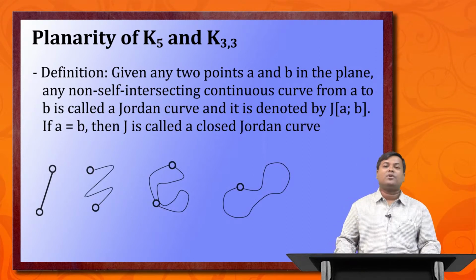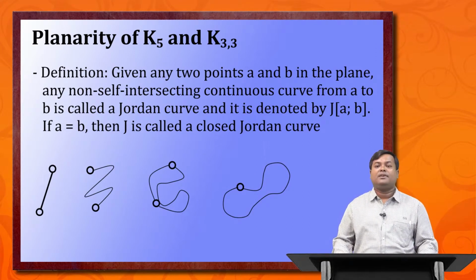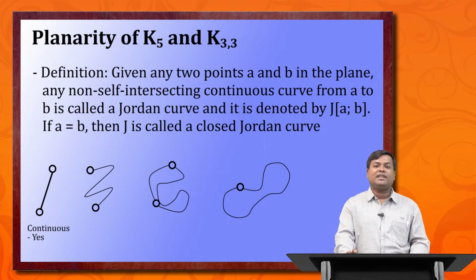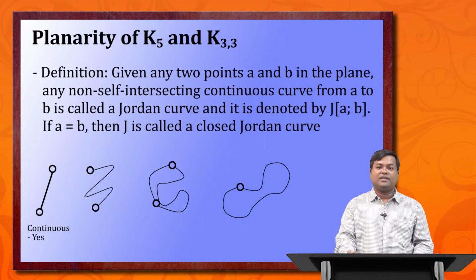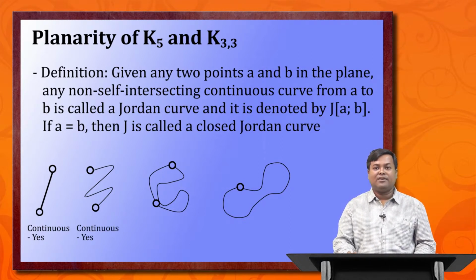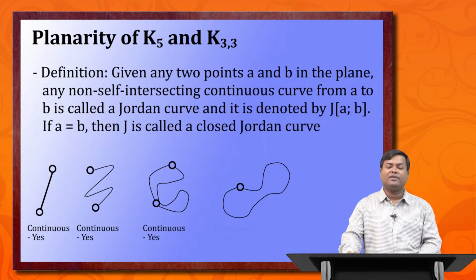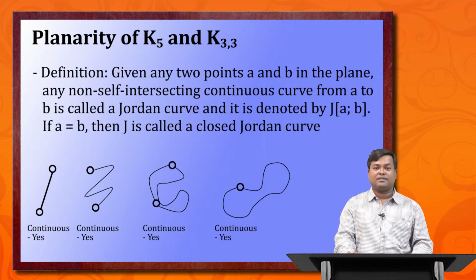So we have given 4 different curves just below this particular definition. The first one is obviously continuous. When I say continuous, it means we can draw that particular graph with a pencil. We do not need to lift the pencil from the paper, we can still smoothly draw it. Similarly, the second one is also continuous, the third one is also continuous, the fourth one is also continuous.